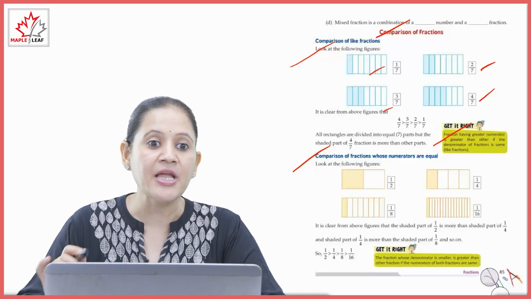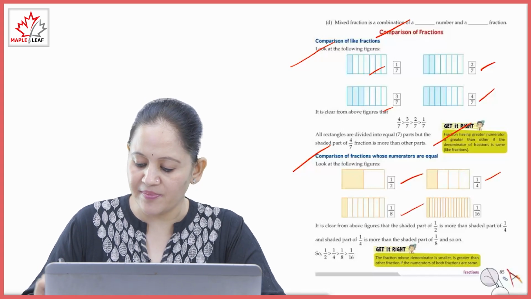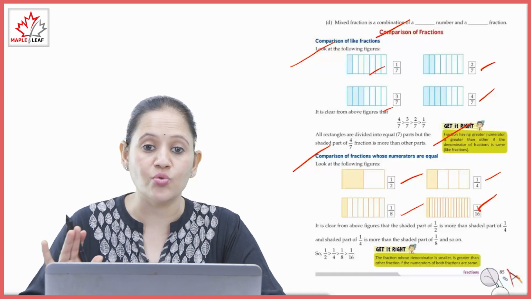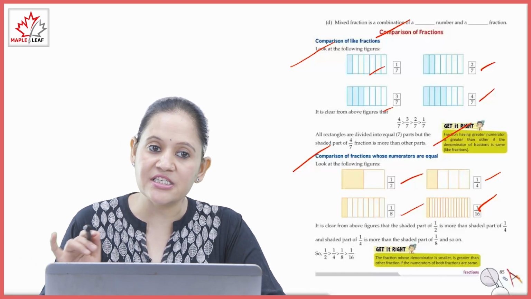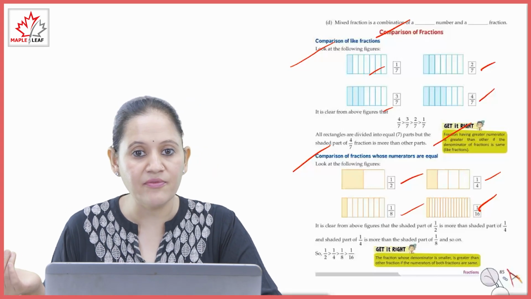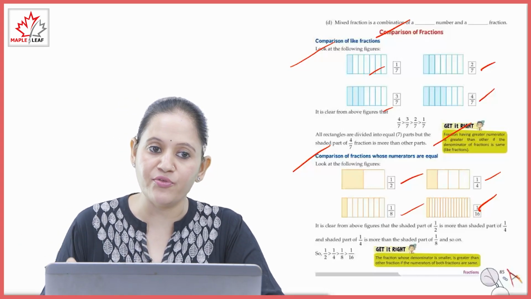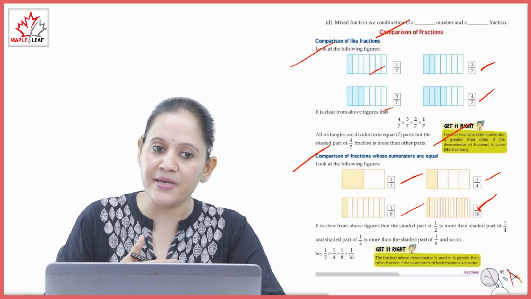Let's see how we learn it. Look at the following figure. 1/2, 1/4, 1/8, 1/16. So it is clear from the above figure that the shaded part 1/2 is more than the shaded part 1/4. The shaded part 1/4 is more than the 1/8 and so on. So the biggest will be 1/2, then 1/4, 1/8, 1/16. So when the numerator is the same, we will compare the denominator.